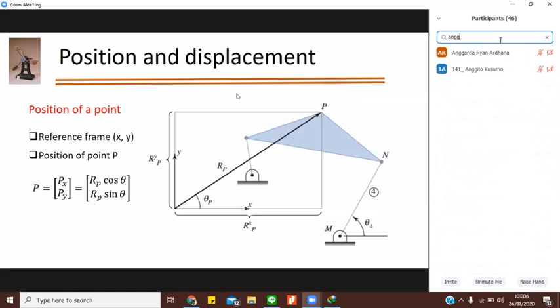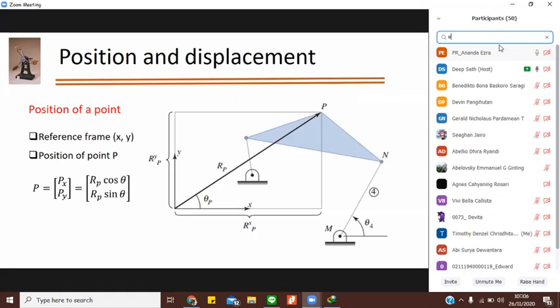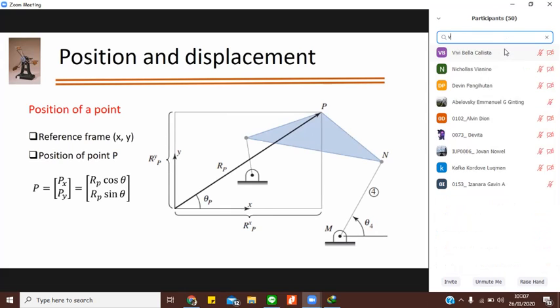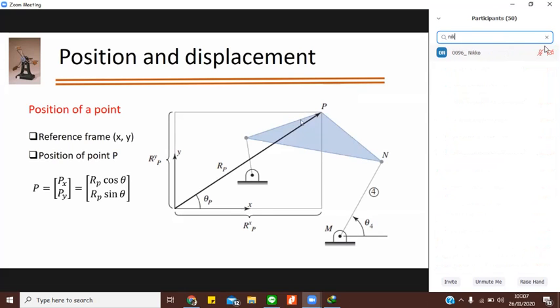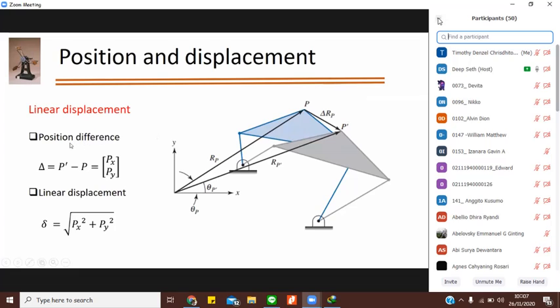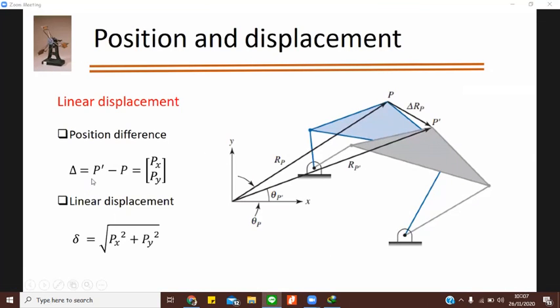So in the next slide, now we come to linear displacement. Let's say you are at point P. Now your mechanism has moved and reached a new location, that is P dash. Okay, and you want to determine what the position difference is in terms of coordinates. So you will have some position over here that is P dash, and some position at P, from the old position P to the new location P dash. So you want to determine that.